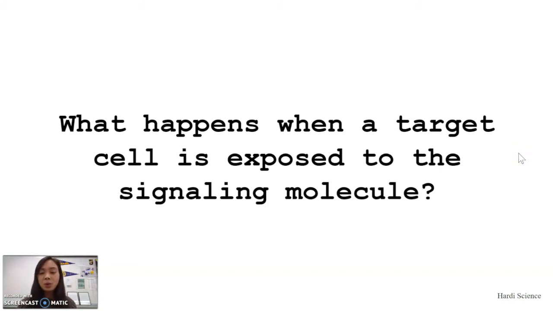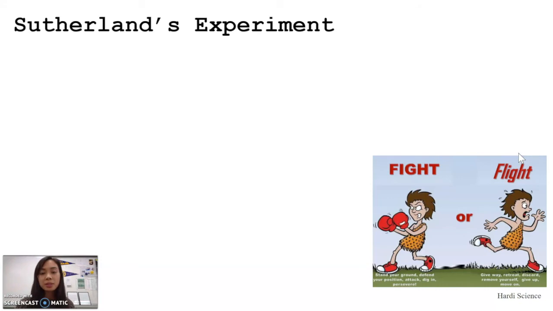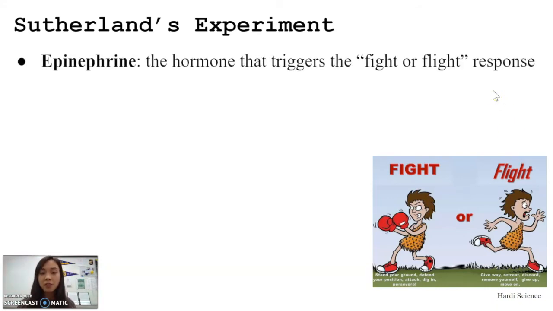What happens when the target cell is exposed to the signaling molecule? How does a response come about? And this is something that was explored by Sutherland. Sutherland ran an experiment and he focused on epinephrine, which is a hormone that triggers the fight or flight response. So if you ever think of an adrenaline rush, it's kind of like that. That's what epinephrine is doing for us.